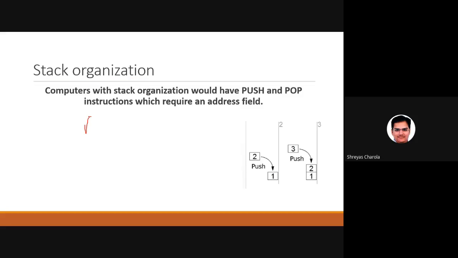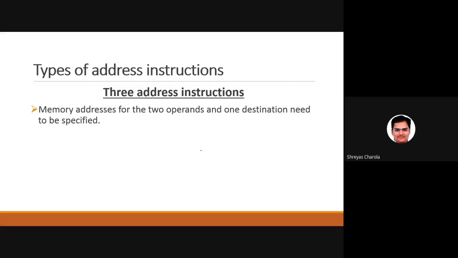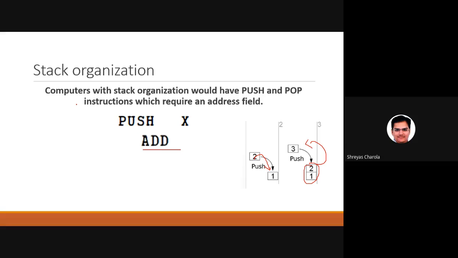Then there is only one kind of operation possible: push, pop, only add, only multiplication, only division. Like this you can write. Let's suppose two data have been pushed over here. So like push X, where X means the location from which you need to push your data. Then only add. Once you push the data, the addition of these two will give 3. So this is what we call stack organization.